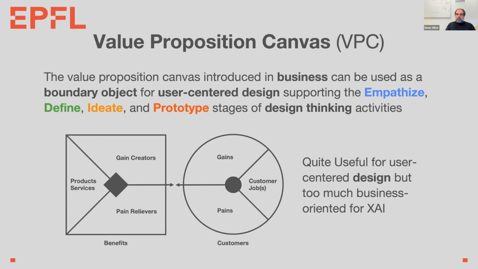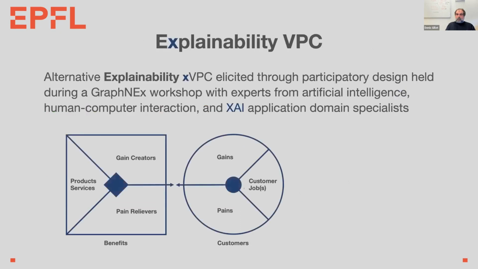So that's why we decided to adapt that canvas to build a new one that we call the explainability value proposition canvas, and we put a little X in front of it to highlight this dimension. So we held a workshop with the experts from the GraphNex project, both from AI, human computer interaction, and also application domain. And we tried to adapt the vocabulary in the canvas to make it understandable and useful for the community.